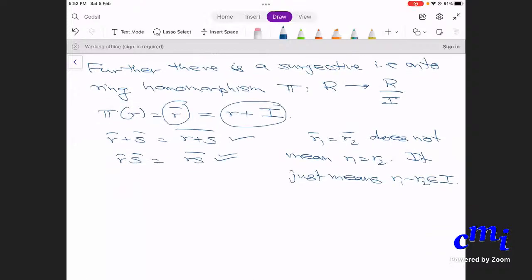And one important thing is the relationship between the ideals in R and the ideals in R/I. So there is a proposition. This proposition says the following.